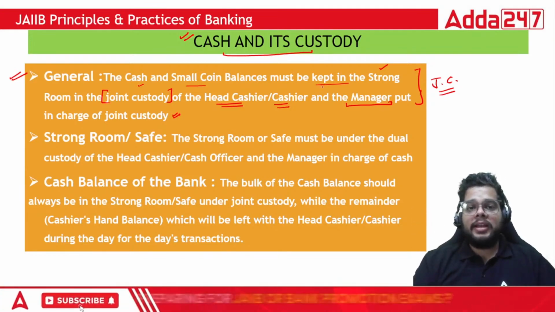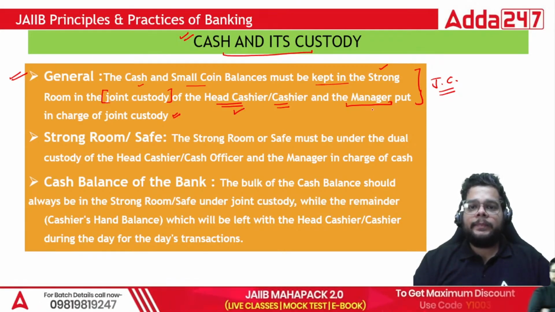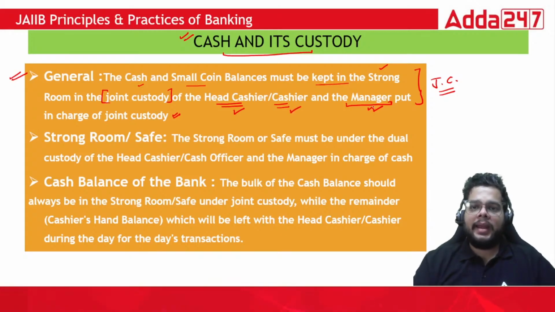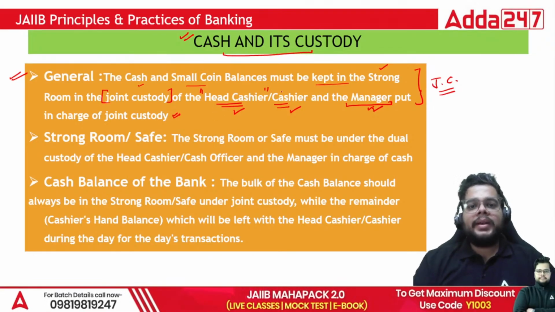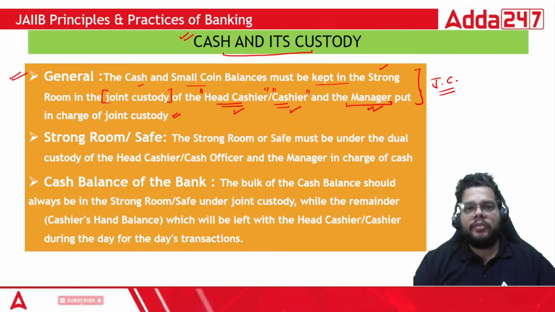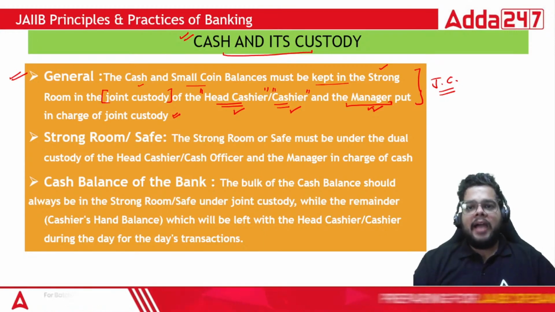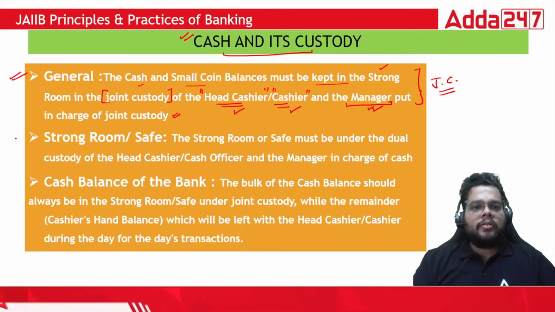And joint custody of whom? Whether we have the joint custody of head cashier and manager, or we can have the joint custody of cashier and manager. In some branches you will find an individual holding the post of head cashier, but in certain branches, or most of the branches, we have the cashier only. The post of head cashier does not exist in small branches, so their cashier will be having the joint custody along with the manager.